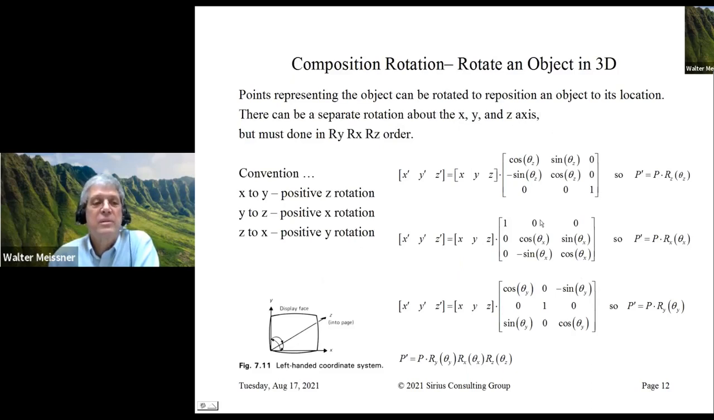Now, physicists and mathematicians usually use a right-handed coordinate system. In computer graphics, they use a left-handed coordinate system, and the reason is they want the z-axis to go away from the viewer into the page. So X goes to the right, Y goes up, and Z goes into the page, so it winds up being a left-handed coordinate system.